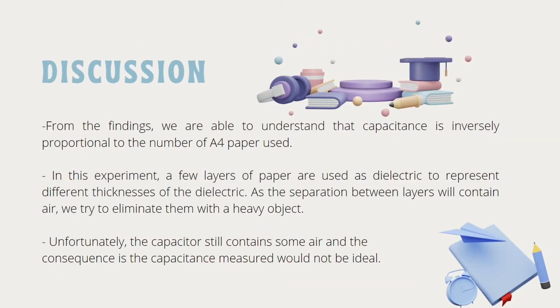From the findings, we are able to understand that capacitance is inversely proportional to the number of A4 papers used. In this experiment, a few layers of paper are used as dielectric to represent different thicknesses of the dielectric. As the separation between layers will contain air, we try to eliminate it with a heavy object. Unfortunately, the capacitor still contains some air, and the consequence is that the capacitance measured will not be ideal compared to our calculated values. That is all for my part.